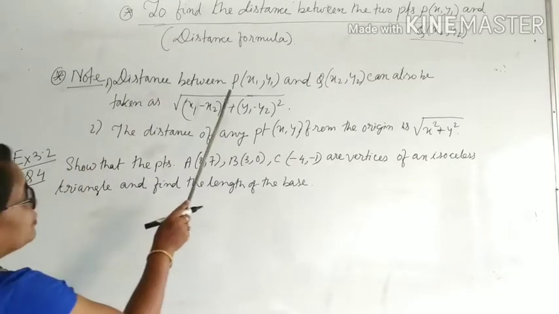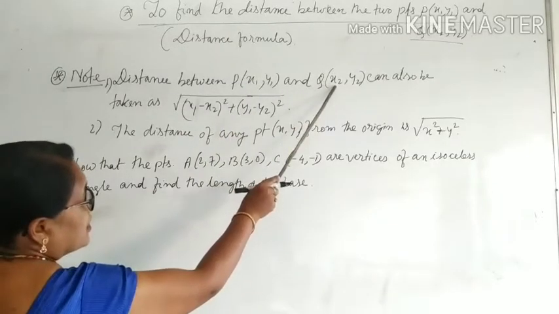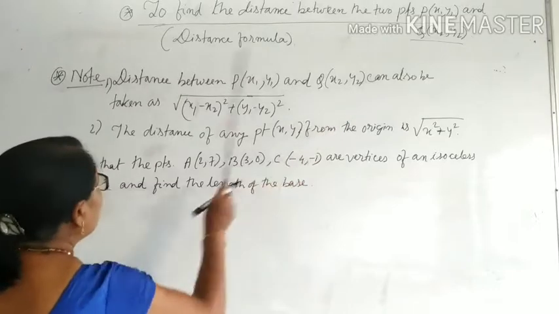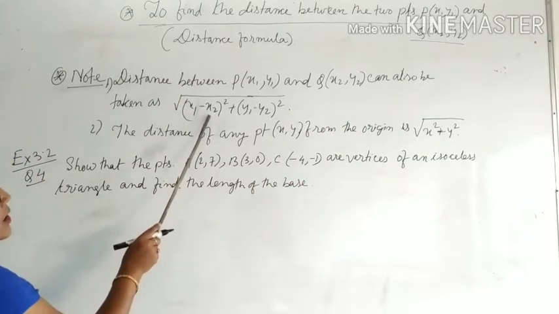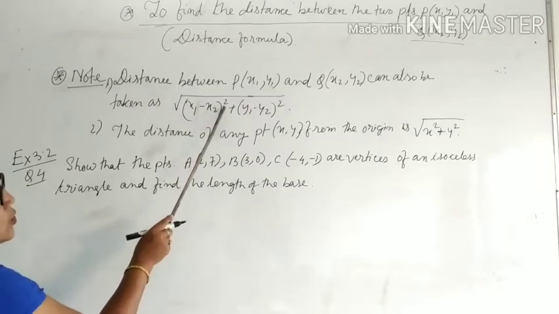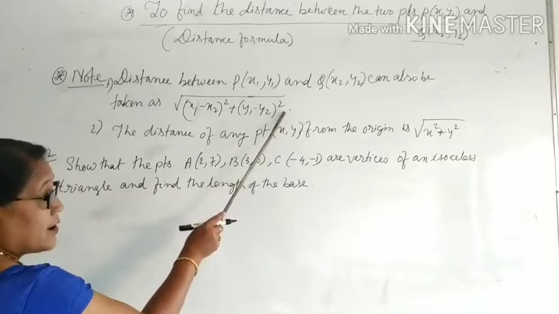Connect the distance between P and Q. P has coordinates x1, y1 and Q has coordinates x2, y2. It can also be determined as x2 minus x1 whole square plus y1 minus y2 whole square, the square root of which is the distance. This is note number 1.